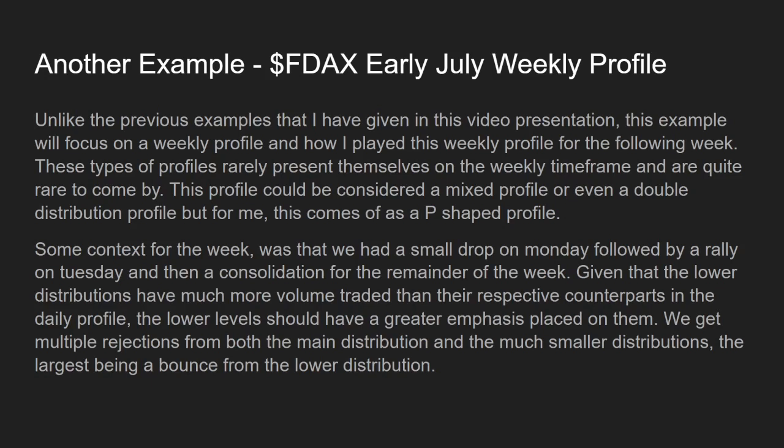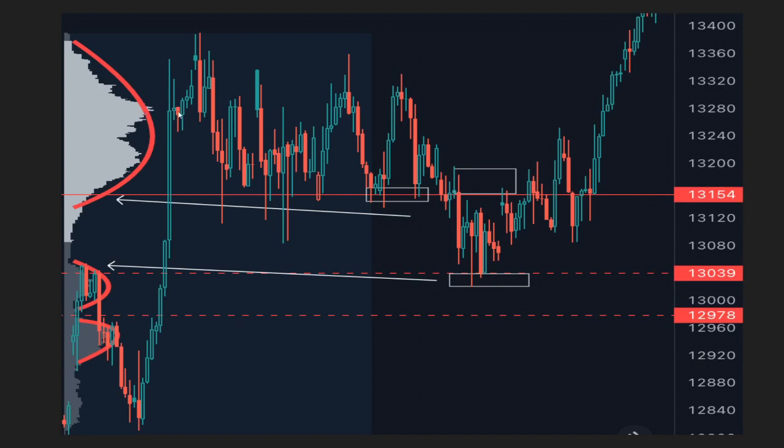So as I said, the profile is going to be quite unorthodox. Let's just have a look at it. Here is the profile. We can see there is quite a large, distinctly shaped high volume node up here, followed by two smaller high volume nodes at these lower levels. This main high volume node is separated from the lower high volume nodes by a distinctly shaped low volume node, but these two have a very small, or I should say limited, low volume node separating them.